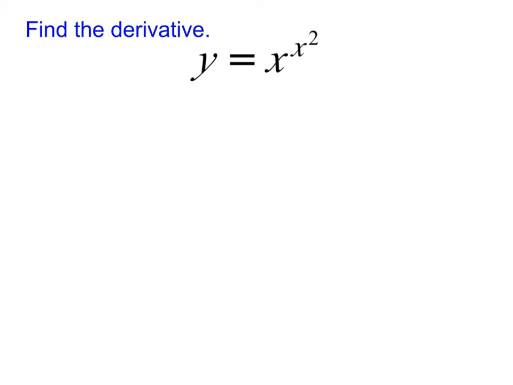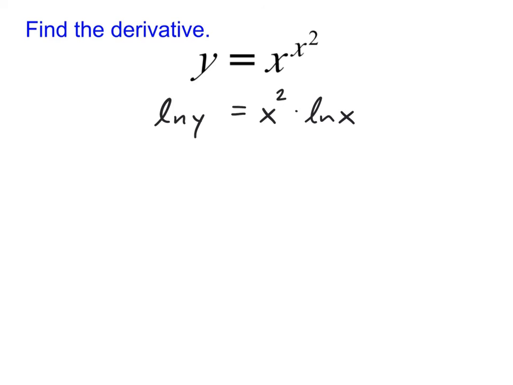All right, so with this one, we know we need to use logarithmic differentiation because, again, we have an x in our base and an x in our exponent. And so I start by taking the natural log of both sides. So that's going to give me the natural log of y equals, and I'm going to jump over a step here and just go straight to the fact that I know that's going to give me x squared times the natural log of x.